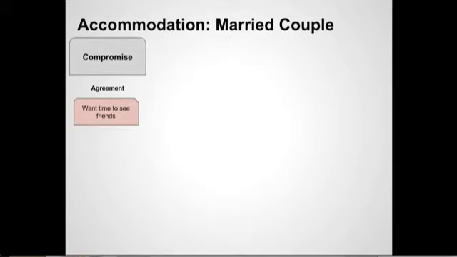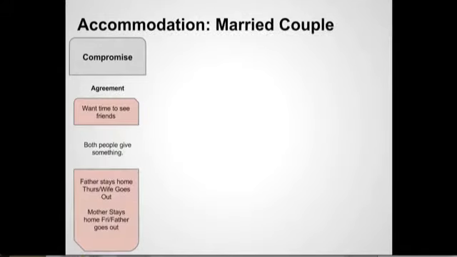So let's take an example of a married couple. The married couple, they need a compromise, which means they have to come to an agreement. Both of them want time to see some friends during the week. Both people need to give something up in order to do this. So both compromise. The father stays home on Thursday while the wife will go out with her friends, and in return, the mother will stay home on Friday so the father can go out with his friends.